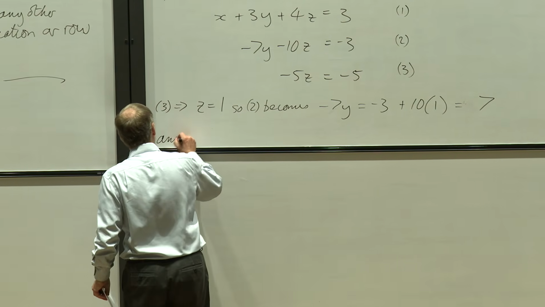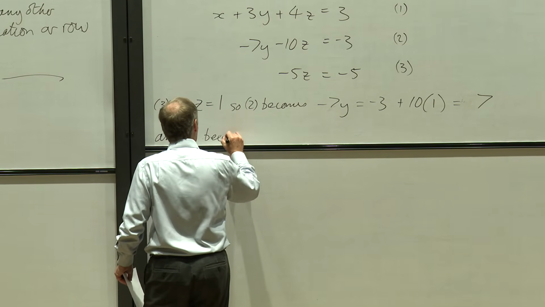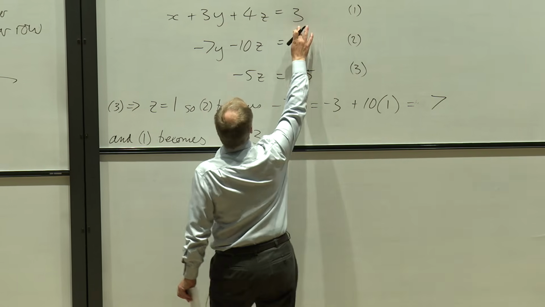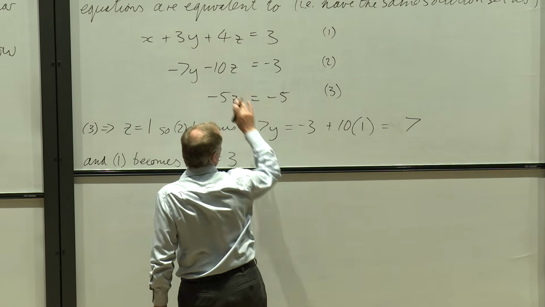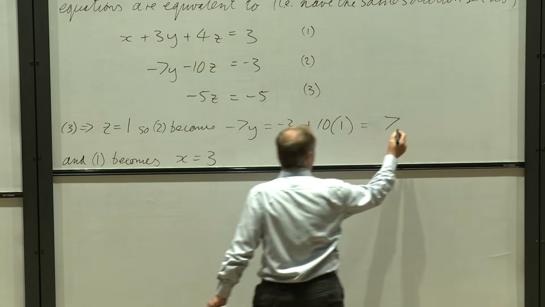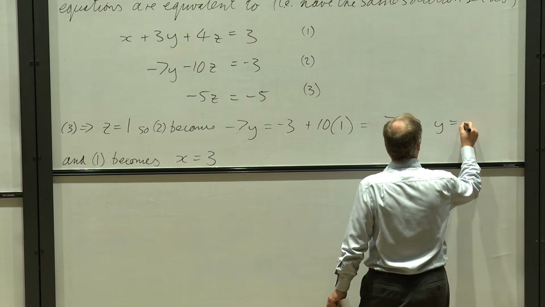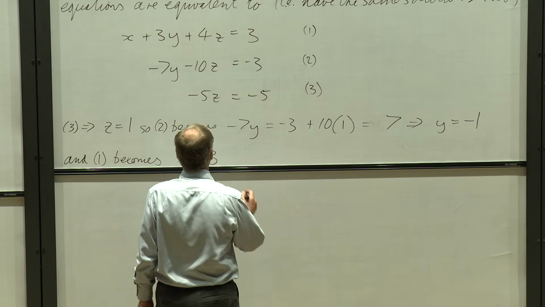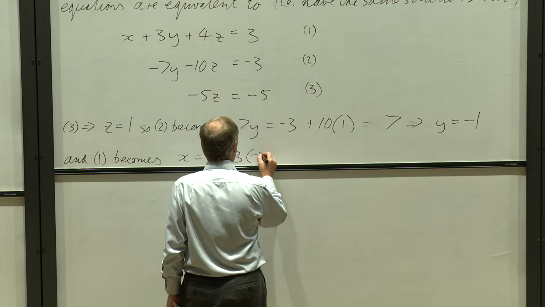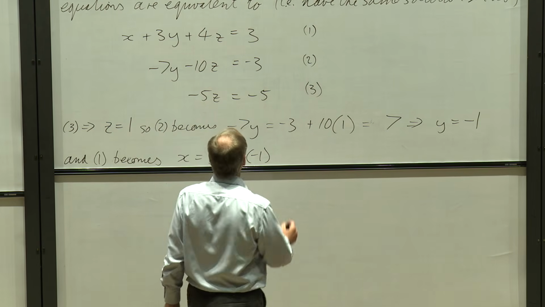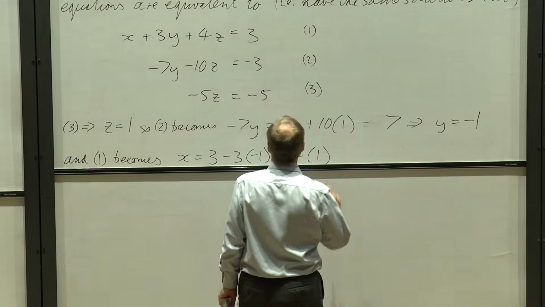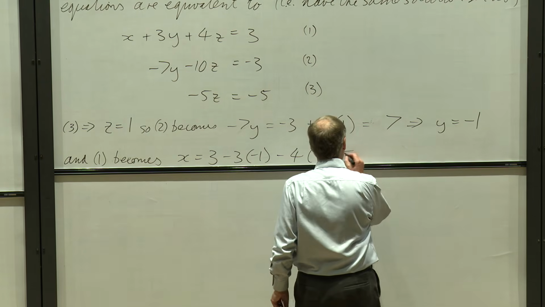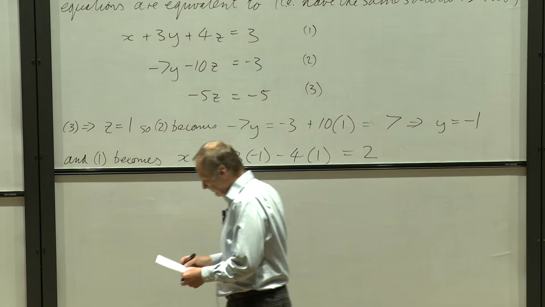And then also equation 1 becomes x is equal to 3, that's this guy, minus 3 lots of y, well, we know what y is now, minus 1 by the look of things, right? Minus 7y equals 7. And so 3 minus 3 lots of minus 1 minus 4 lots of what z was, and z was 1. And so this is equal to 2. Okay.